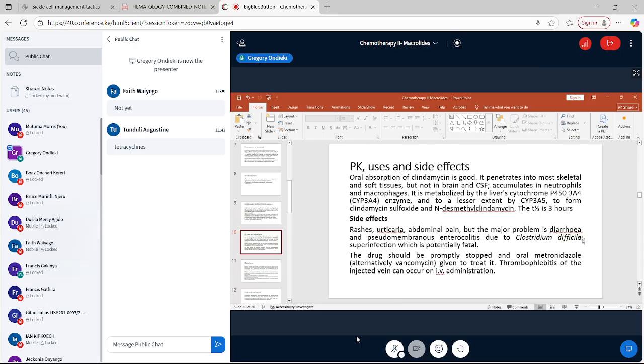Pseudomembranous colitis, usually metronidazole is a good option, or if that can't happen, then vancomycin is an alternative.